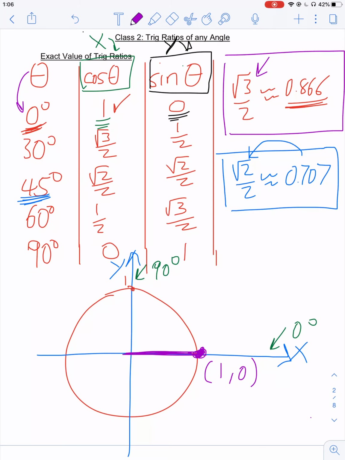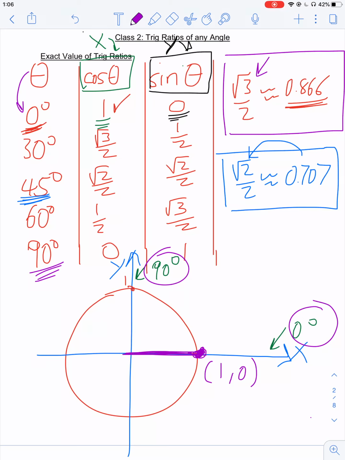So I've already done this one for you, the 1, 0. Now let's target 90. If this is 0 degrees over here, then 90 degrees has to be there, because it will make a right angle.